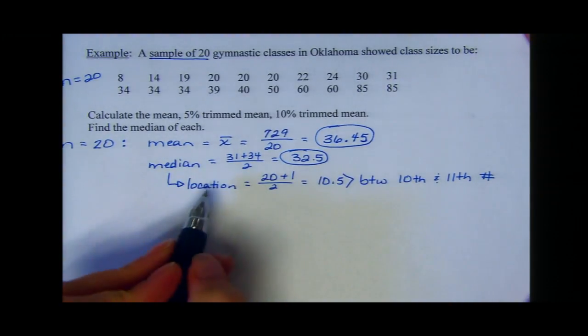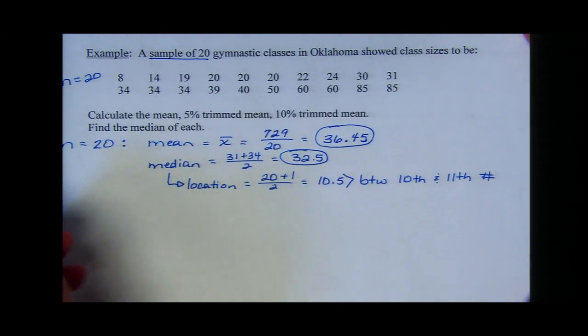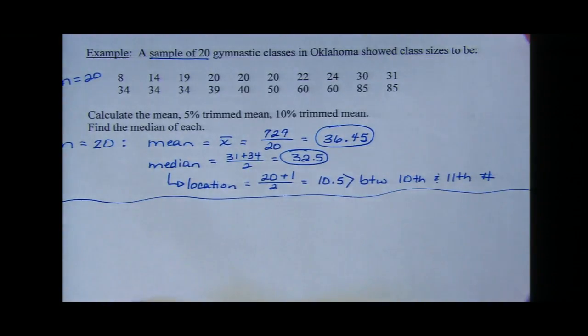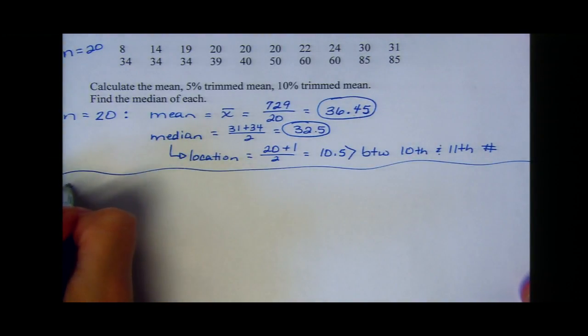So when n equals 20, you're using all 20 values. Here is your mean, here is your median. So now what we're going to do is a 5% trimmed mean.